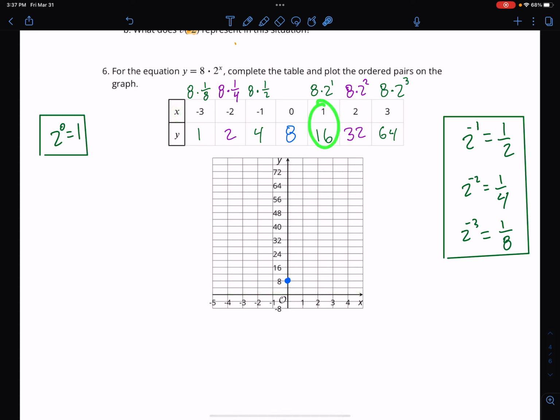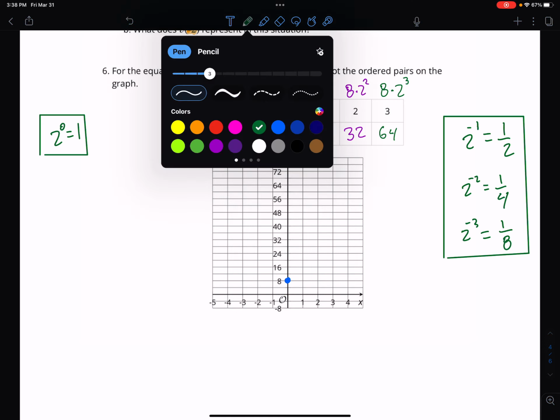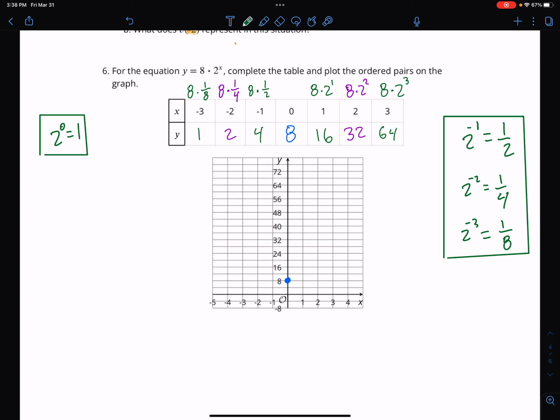So how about this one? X is 1, y is 16. So I go over here. Remember, x is 1, and I go up to y is 16. But don't draw it like this. I see people put this on their tests sometimes. Don't put these lines. That's not the graph. We're just plotting the points. So what have we got? 1, 16. When x is 1, y is 16.